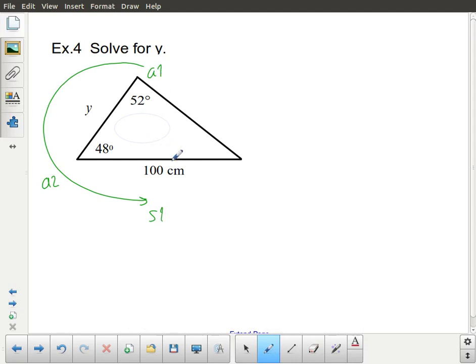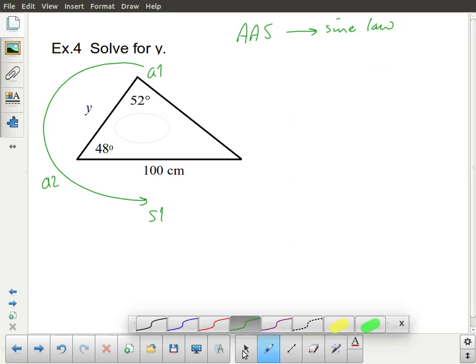But the point here is we have angle, angle, side. We have angle, angle, side, or side, angle, angle. So we have two angles here, and there's actually a pretty big clue there. Cosine law, there's no room in the cosine law for more than one angle. So this one is actually a sine law.